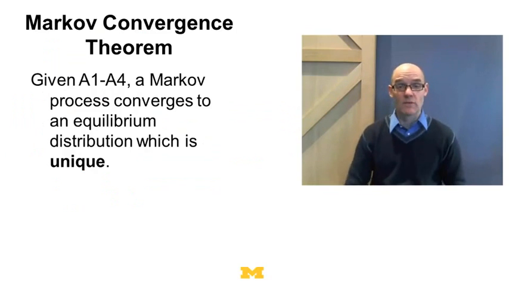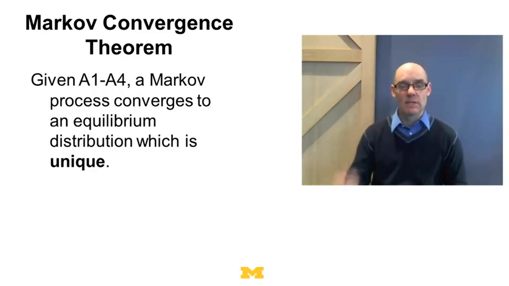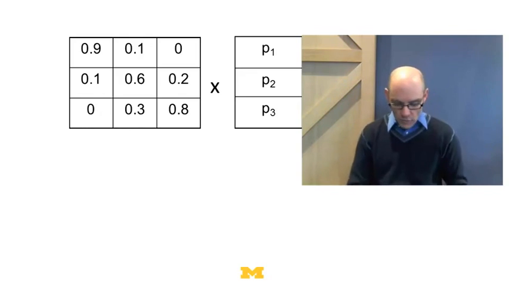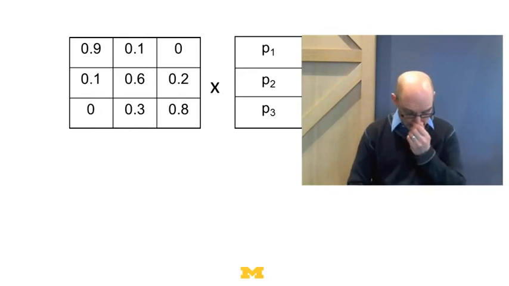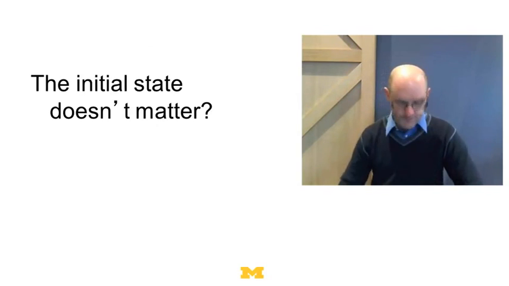So this is the Markov Convergence Theorem. Given A1 through A4, a Markov process converges to an equilibrium, and it's unique. So you're going to go where you're going to go. No matter whether you start with all bored or all alert, all free, all not free, you're going to end up at an equilibrium, and it's going to be the same one, determined in some sense entirely by those transition probabilities. So if I write some Markov process like this and solve for it, there's only one answer. There's going to be a unique answer for what that equilibrium is going to be.